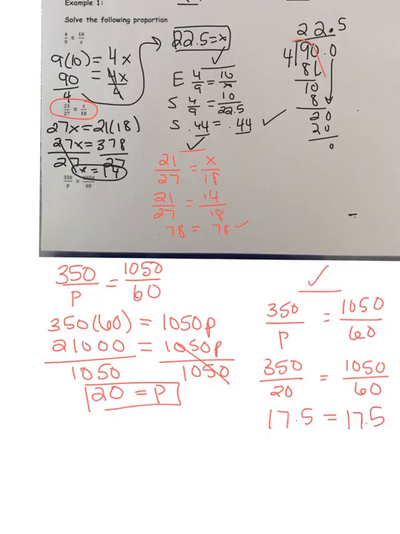So these are balanced on each side of the equation, meaning when we solved for p to be 20, we found an equal proportion. So 350 over 20 gives us something that equals 1050 over 60. So that's it for solving for variables when we set up a proportion. As long as you understand how to set up the proportion and cross multiply, you should be good to go.